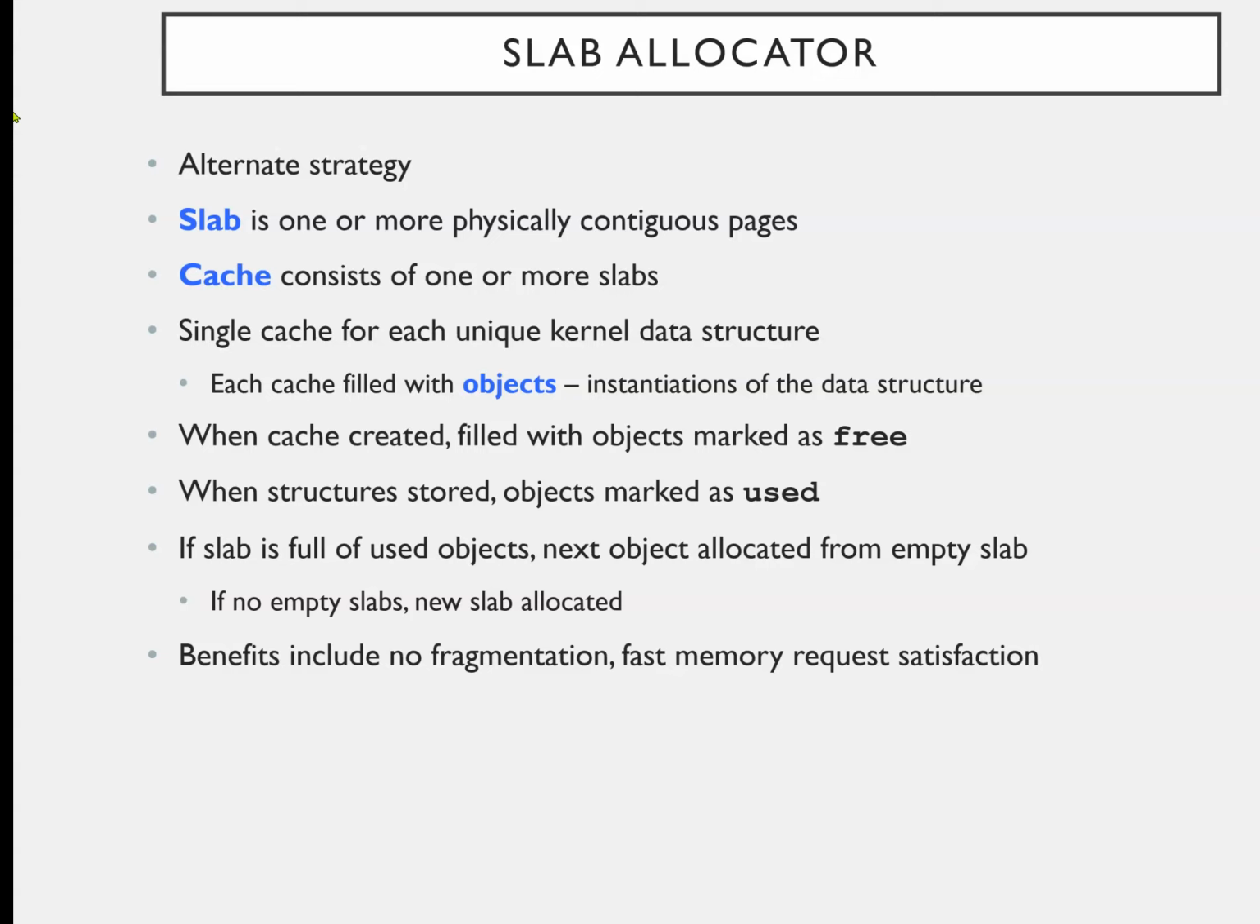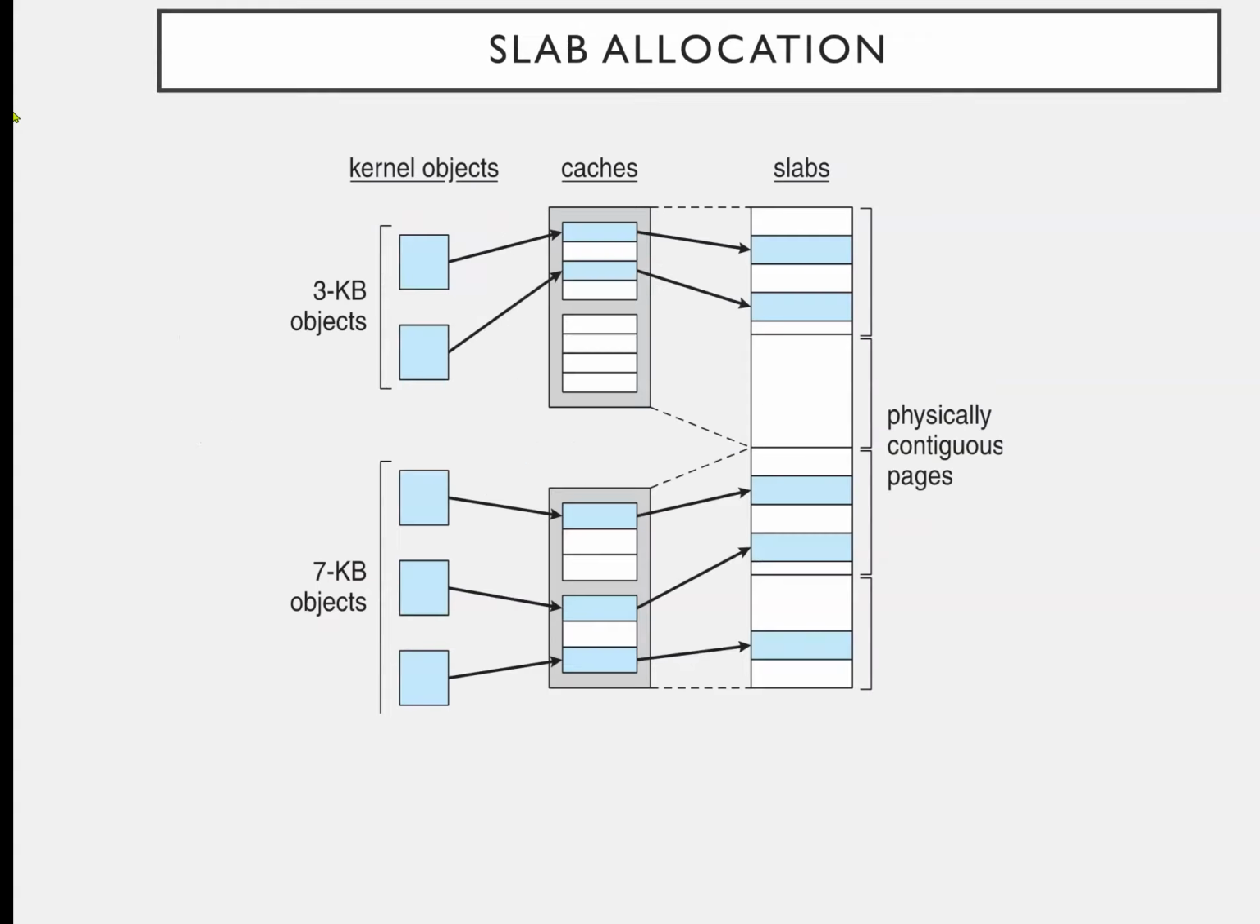If a slab is full of objects, we create an empty slab. So a slab is like a region of objects. There's no fragmentation and fast memory allocation. So here we have our caches that talk to various slabs, but this is already physically allocated.